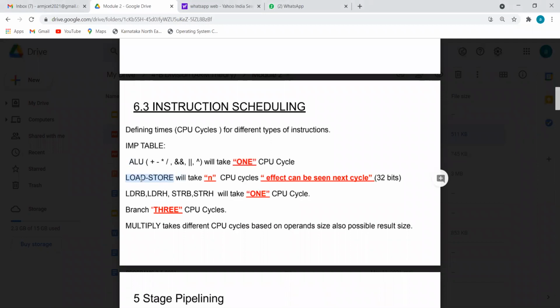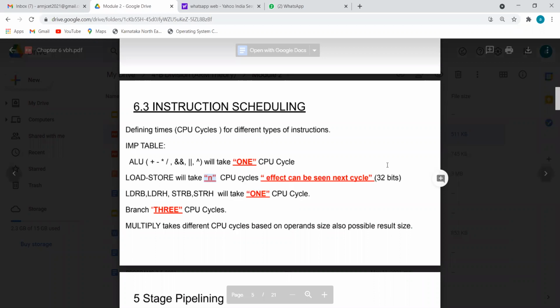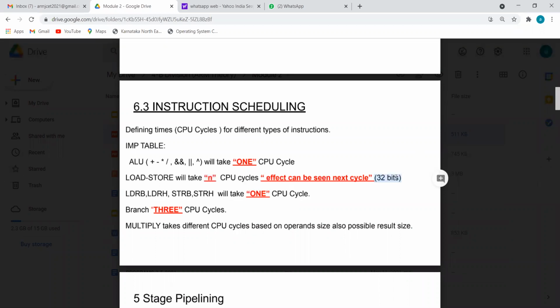See, if we have load and store instructions, it will take n CPU cycles. Now the question, n means what? Whether it is 1, 2, 3, 4, 8, 25. So it depends upon the size. See here, 32 bits means it will take a minimum of 2 or 4 CPU cycles. Why? I will show once we go to the explanation part with the program.